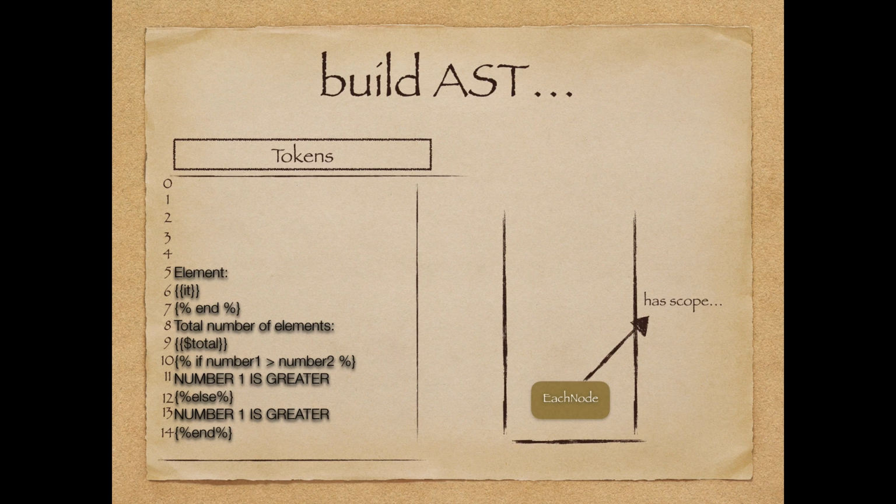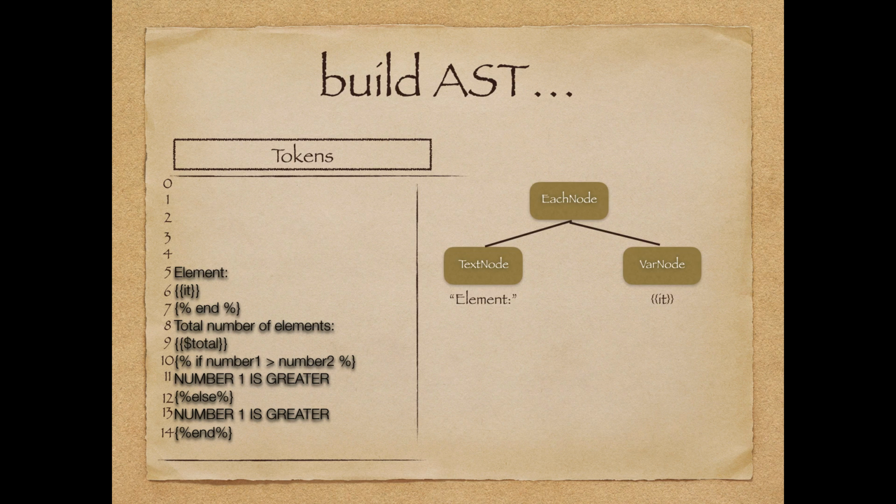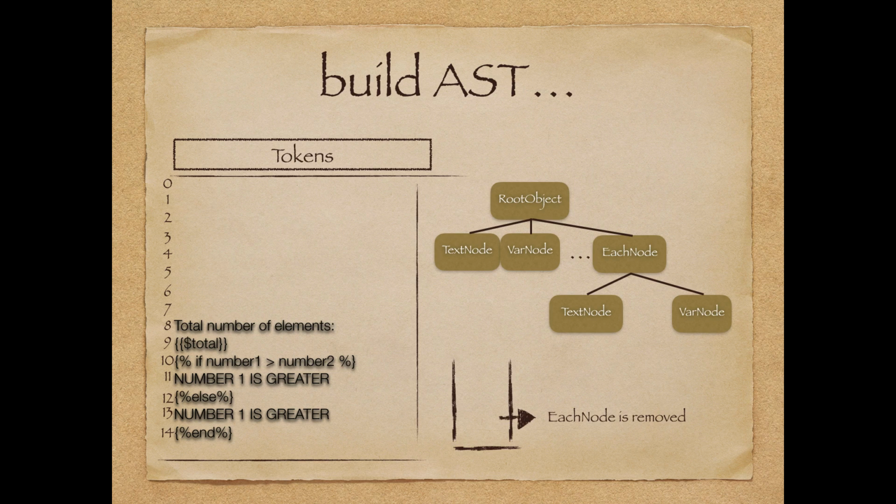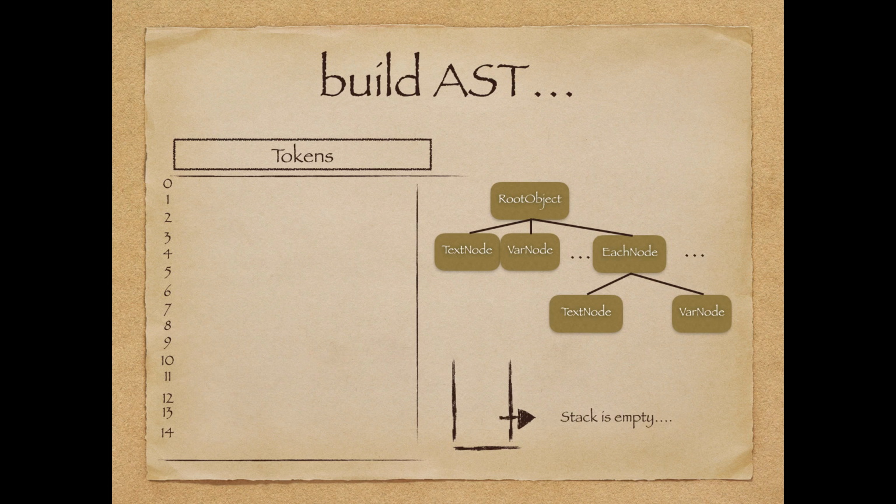We used to say that each node has a scope. So let's create a text node which contains the string element. Let's create a variable node which contains the variable and add it to the each node. After we finished processing the elements of the each node, we add the each node to the root object and the each node is removed from the stack.